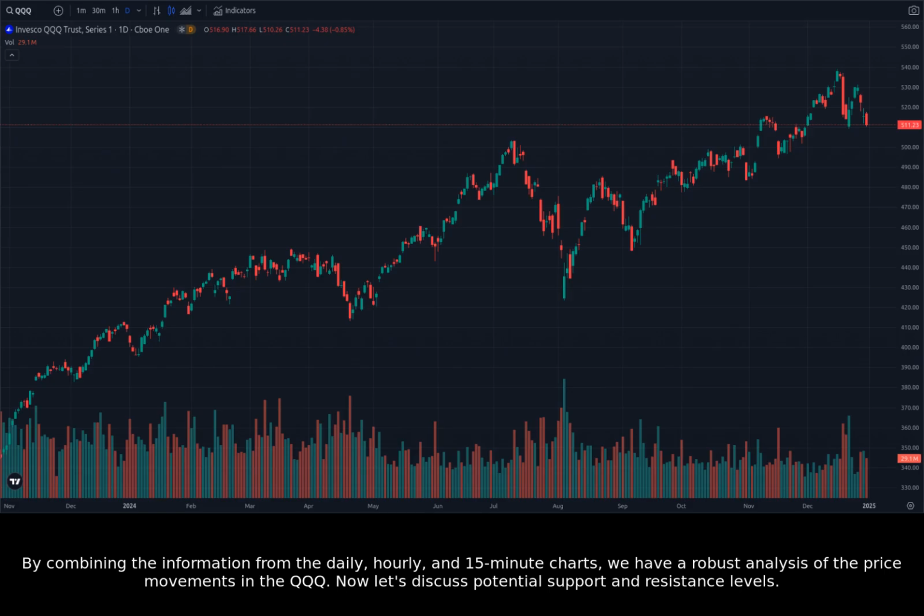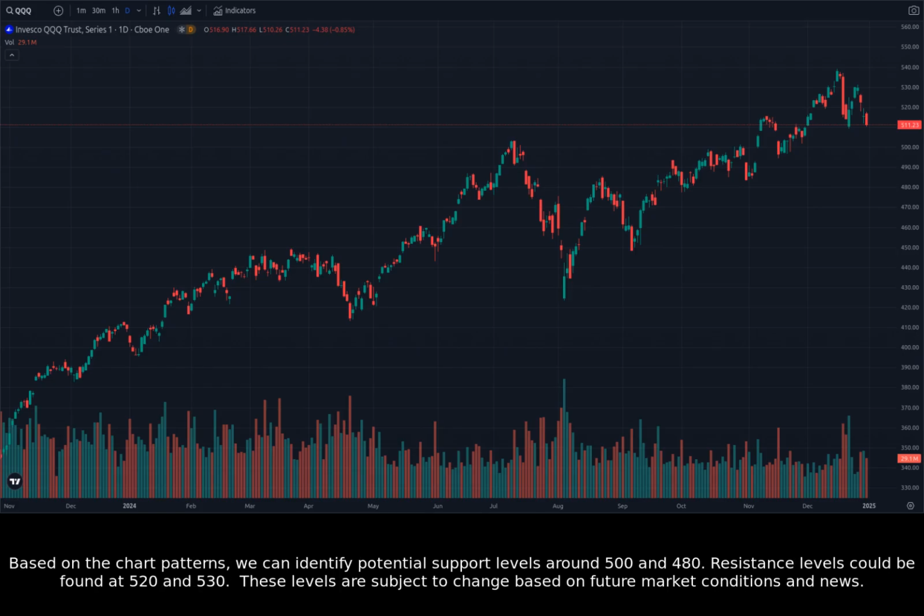Now let's discuss potential support and resistance levels. Based on the chart patterns, we can identify potential support levels around 500 and 480. Resistance levels could be found at 520 and 530. These levels are subject to change based on future market conditions and news.